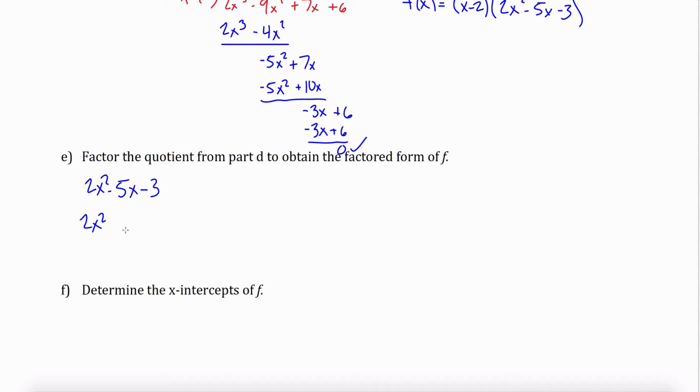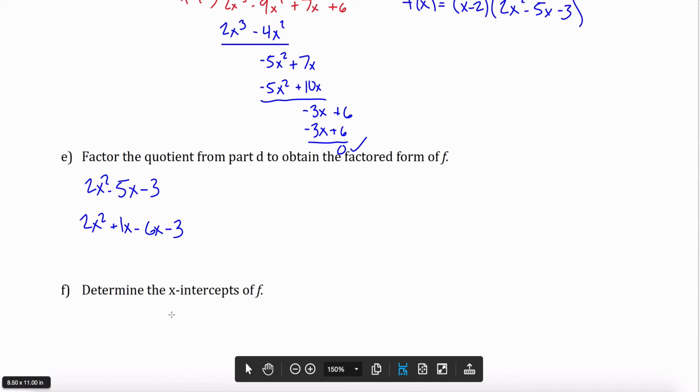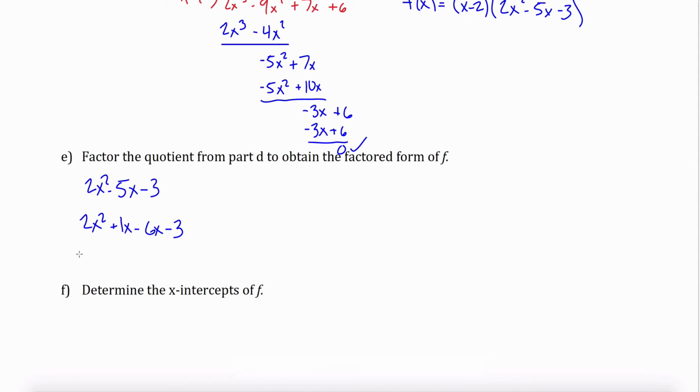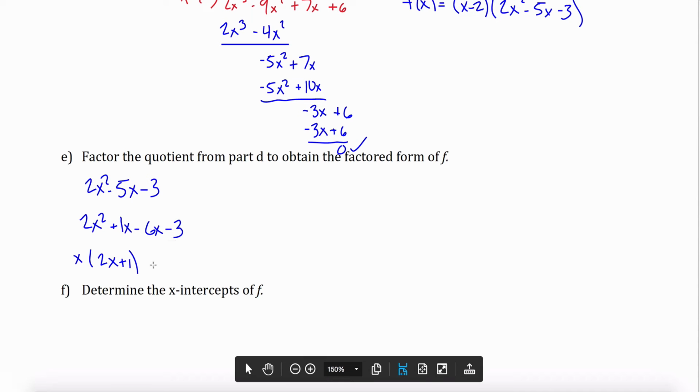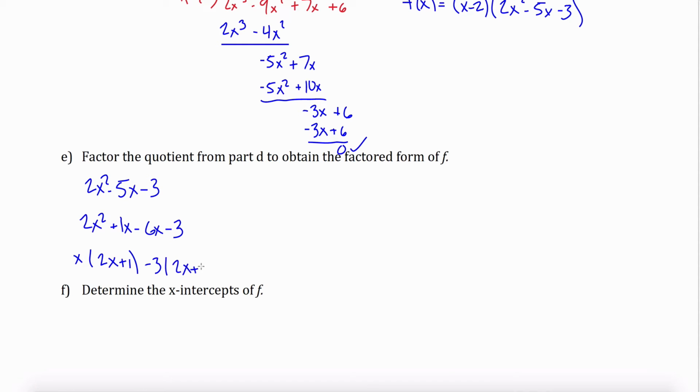So I replace the negative 5x with positive 1x minus 6x, and I can factor by grouping. For my first group, I have a greatest common factor of x, and that leaves me with 2x plus 1. If I want to be left with 2x plus 1 over here, I better factor out a negative 3 for my second group.